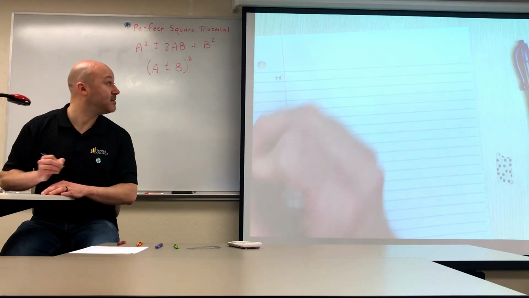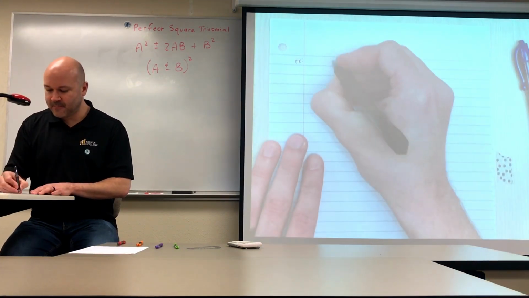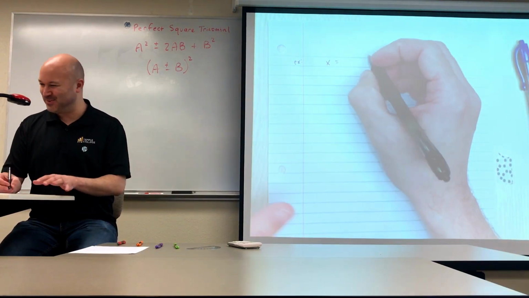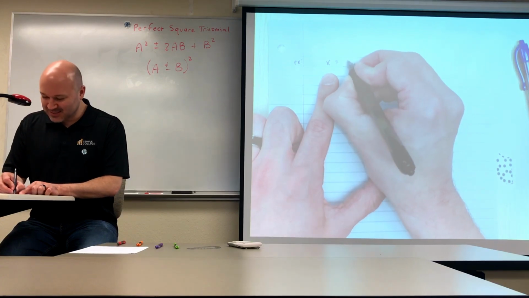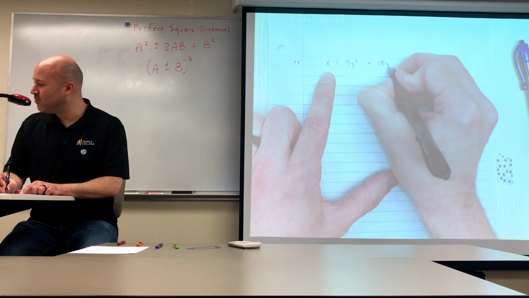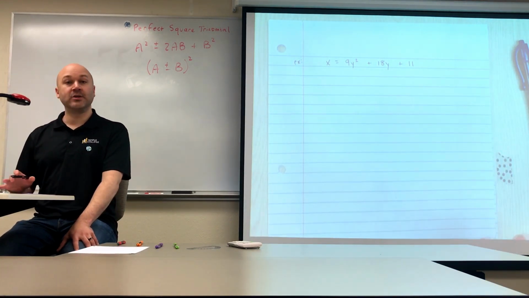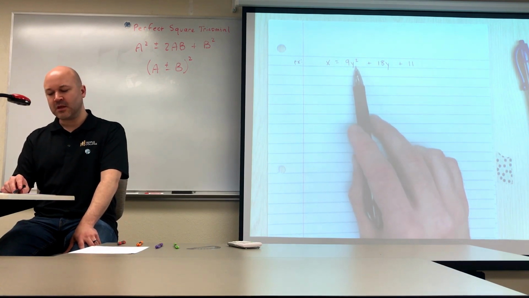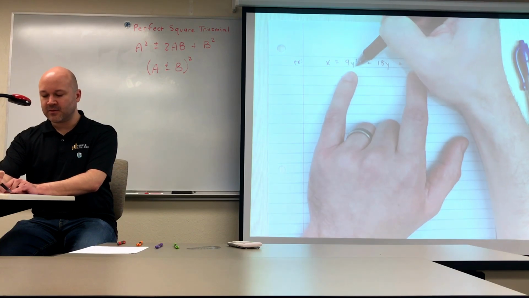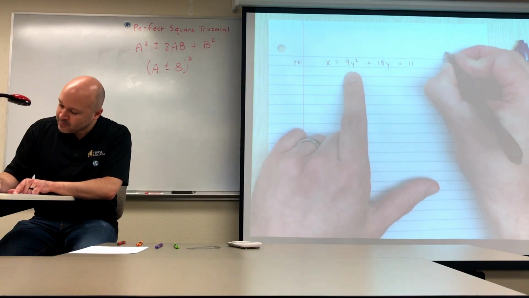Let's see what my next example's got in store for us. Let's try, I'll change up the variables just to confuse you on purpose. We've got x equals 9y squared plus 18y plus 11. Looking here, this is a quadratic equation, and this is not a perfect square trinomial. I guess my A in this game is 3y. Let me just do that for fun.